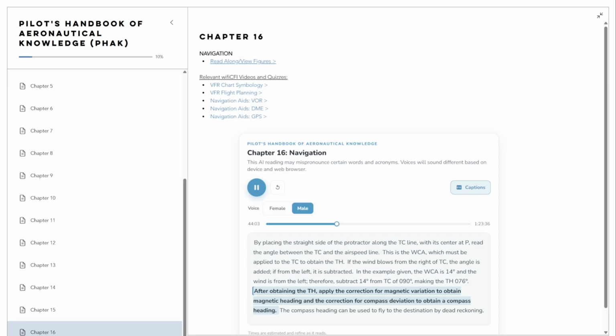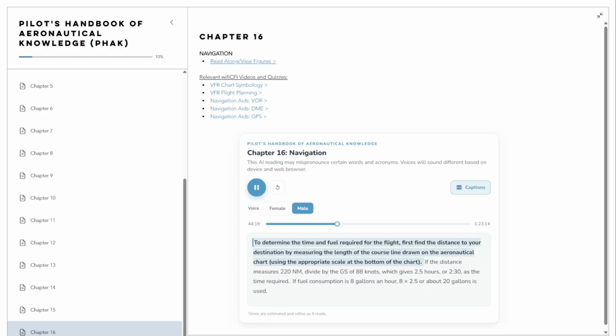After obtaining the TH, apply the correction for magnetic variation to obtain magnetic heading, and the correction for compass deviation to obtain a compass heading. The compass heading can be used to fly to the destination by dead reckoning.